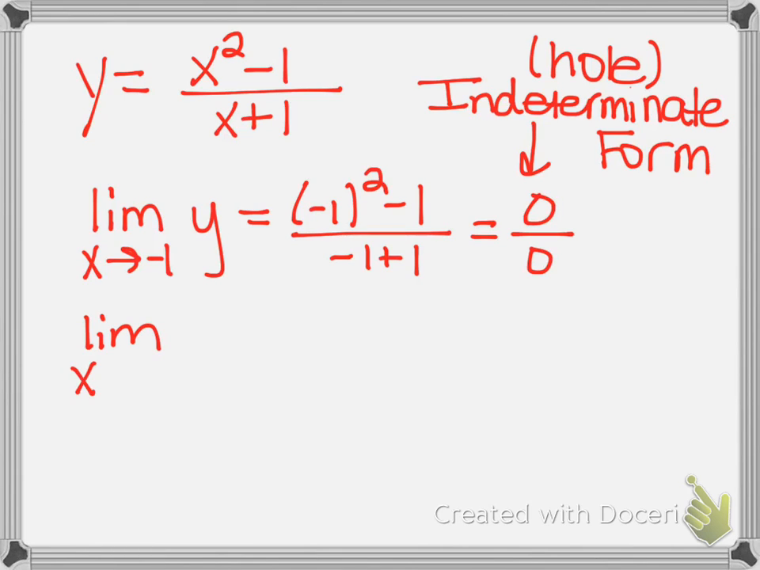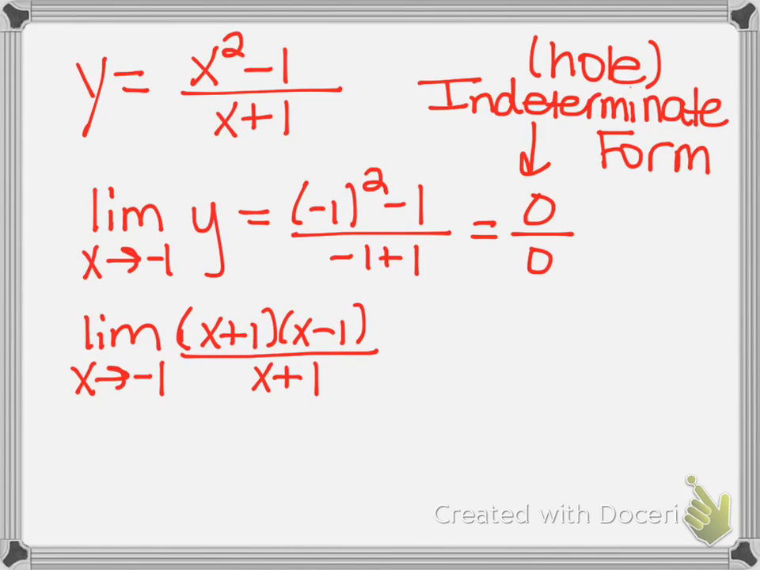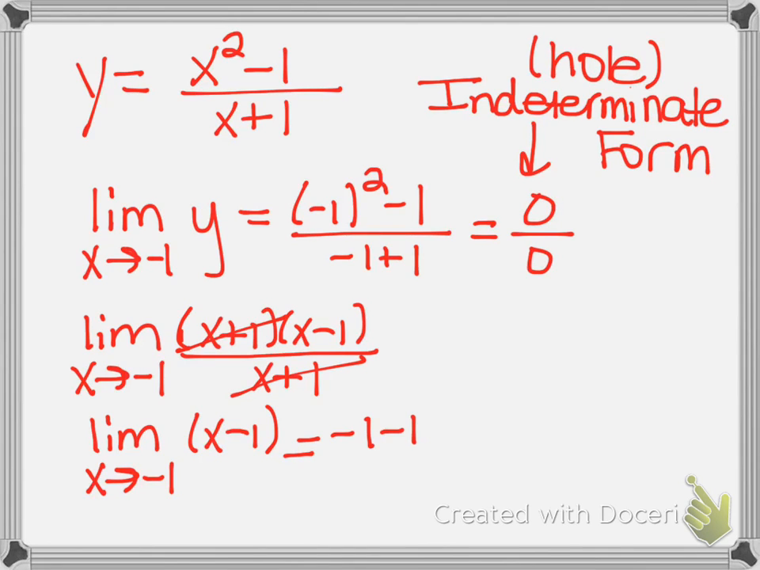We would say, okay, we're going to do the limit as x approaches -1, and we're going to factor the numerator, and we're going to factor the denominator. We're going to cancel those x plus 1s out. And so really what we're evaluating is the limit as x approaches -1 of this now simplified equation. And now when I plug -1 in, I get -2, and I'm actually able to evaluate the limit.